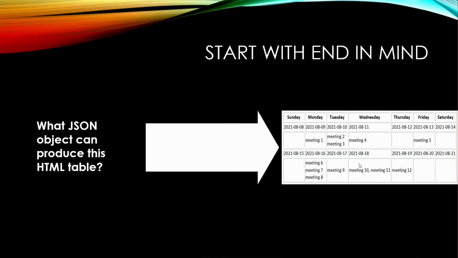The first thing that I want to know is what JSON object or what JSON array can produce an HTML table like this, assuming that we all know that there is an action inside Power Automate Flow called Create HTML table that can convert a JSON array to an HTML table like this. So we're going to do a little bit of reverse engineering.